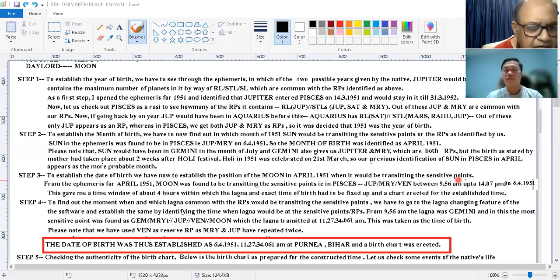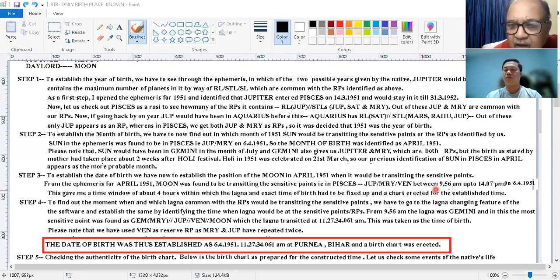From the ephemeris for April 1951, the moon was found to be transiting the sensitive points in Pisces, that is Jupiter, Mercury, Venus, between 9:56 a.m. up to 14:07 p.m. on 6/4/1951. This gave me a time window of about 4 hours within which the lagna and the exact time of birth had to be fixed.